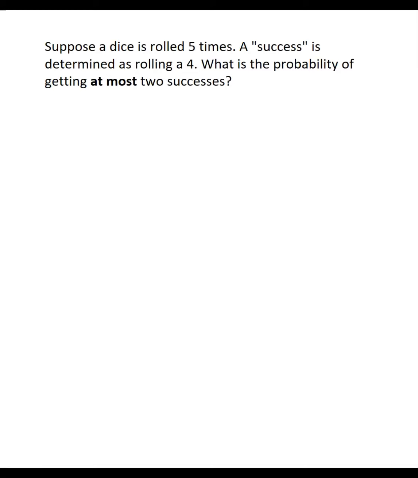Okay, so now that we have established that there are 2 outcomes, we now go back and see if there are fixed number of trials. Yes, because we're rolling it 5 times, so fixed number of trials, n is 5.